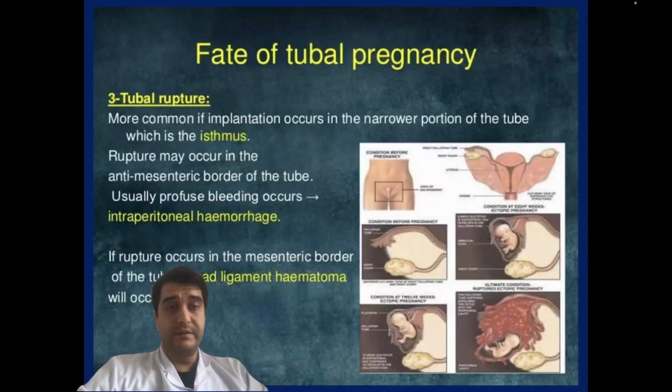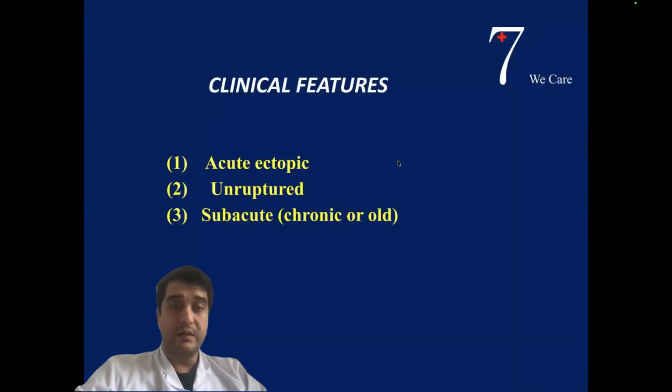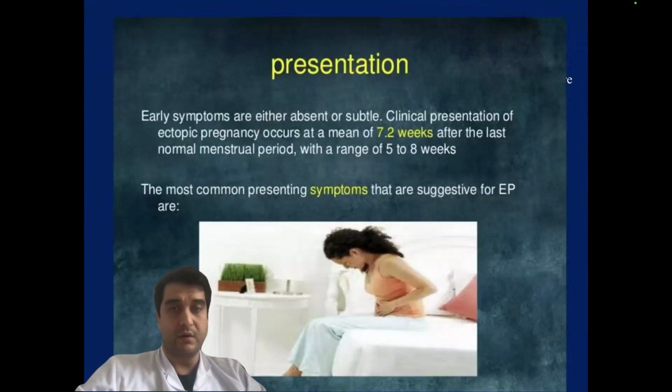Fate of tubal pregnancy, third: tubal rupture, more common if implantation occurs in the narrower portion of the tube, which is the isthmus. Rupture may occur in the antimesenteric border of the tube. Usually, profuse bleeding occurs, an intraperitoneal hemorrhage. If rupture occurs in the mesenteric border of the tube, a broad ligament hematoma will occur. You can see a broad ligament hematoma, and you can see the ectopic pregnancy in the fimbrial part of the fallopian tube. Clinical features: acute ectopic, unruptured, and subacute, chronic or old.